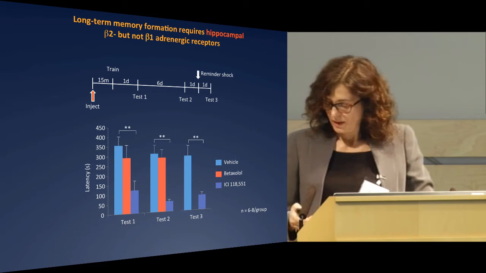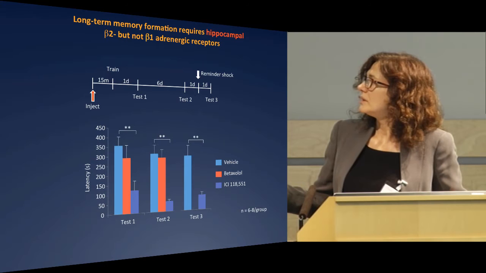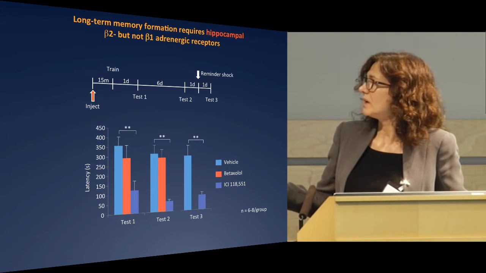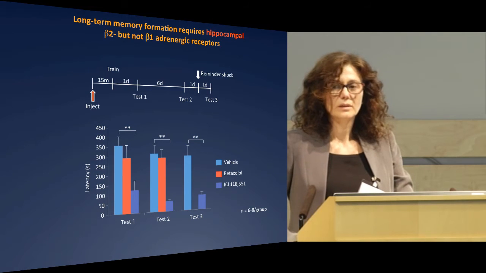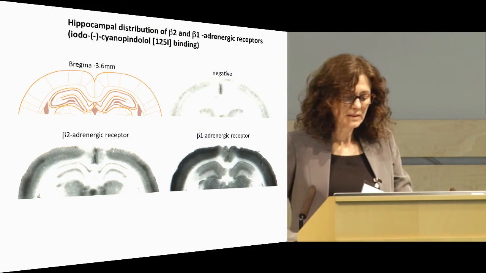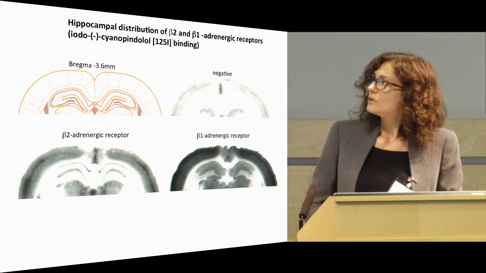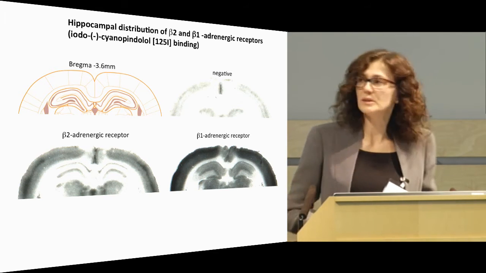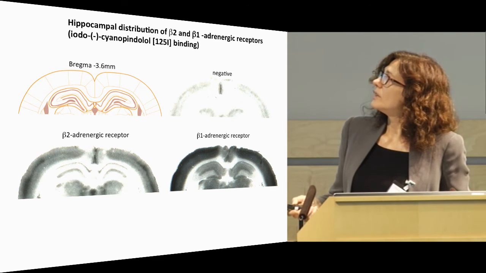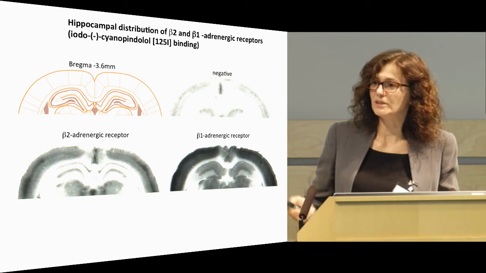And the answer is yes. If we inject ICI, memory is impaired, and the effect is sustained. We give a reminder shock to see whether we can rescue the memory, but it's not rescued. Whereas betaxolol, the beta-1 blocker, has no effect. So again, confirming that it's beta-2. And the next question was, well, let's see what is the distribution of these receptors. So she did autoradiography and looked at binding of beta-1 and beta-2 adrenergic receptors. And she found that obviously they have a different distribution. This confirms previous data. We didn't discover that.